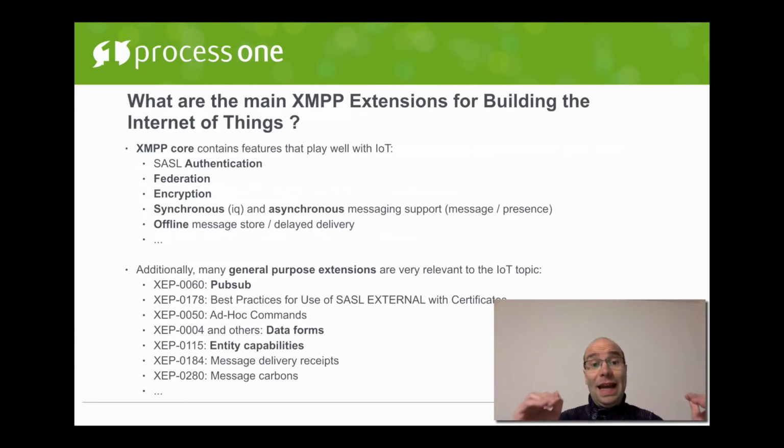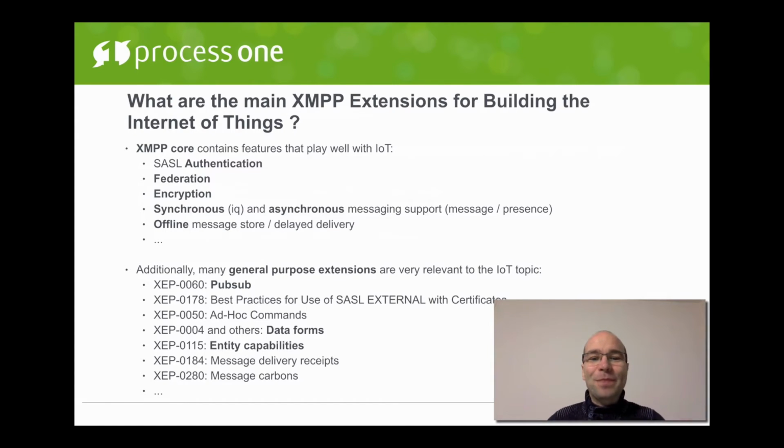And on top of that, you have a lot of general purpose extensions that are also very relevant in the Internet of Things topic. So for example, you have PubSub, which is publish and subscribe. You can have things publish data to a channel and let subscribers receive updates coming from a set of devices or a set of publishing devices.